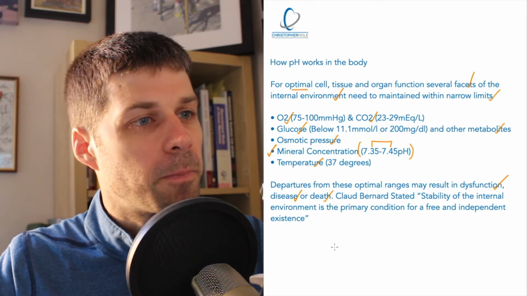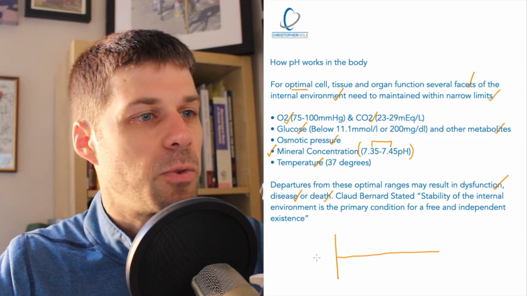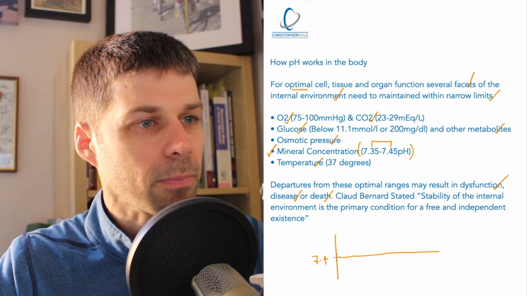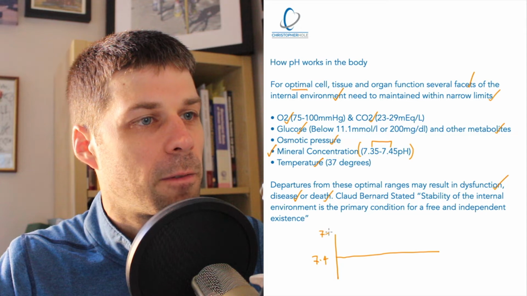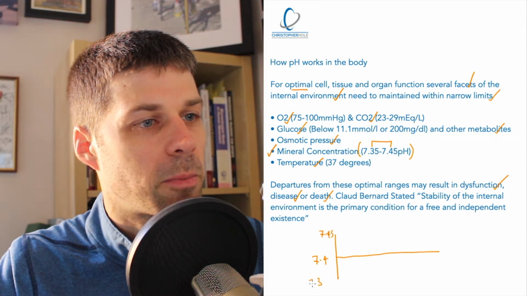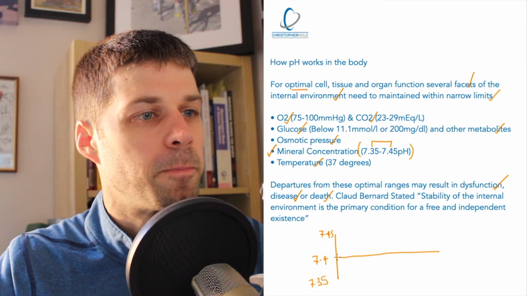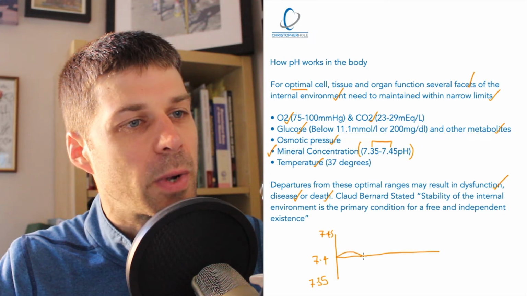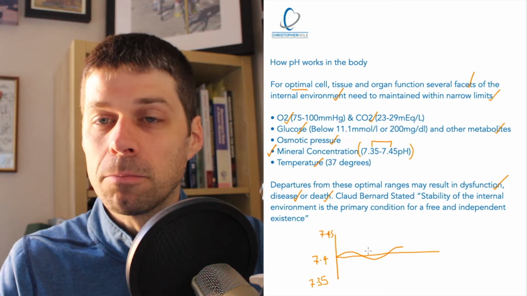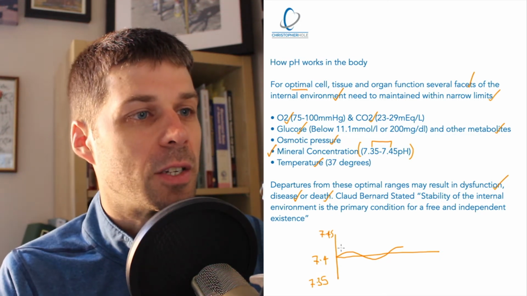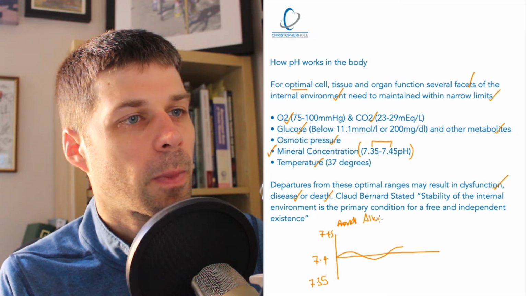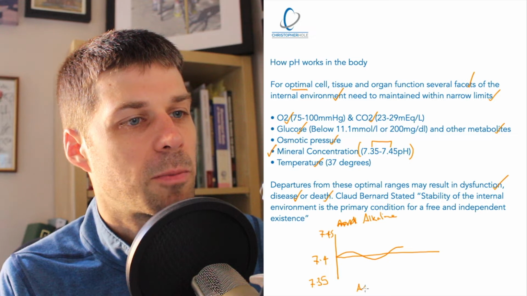So what does all this mean? Well, if we look at it like this, you've got 7.4, let's say, in the middle, then 7.45 at the top and 7.35 at the bottom. Let's say that's the middle line, the mean, the average. So the body is always doing this. Now, from metabolism, acids are produced. Up here is more alkaline, and down here is more acid.